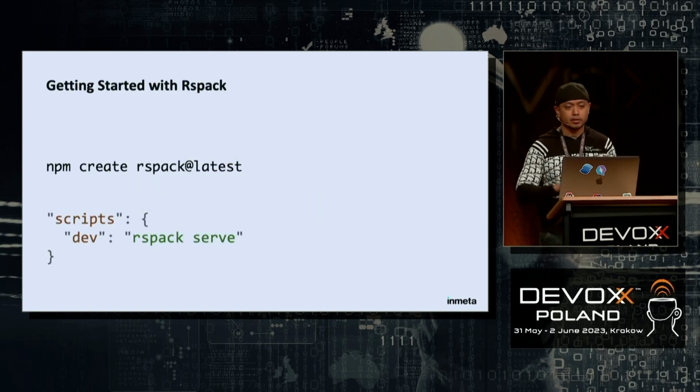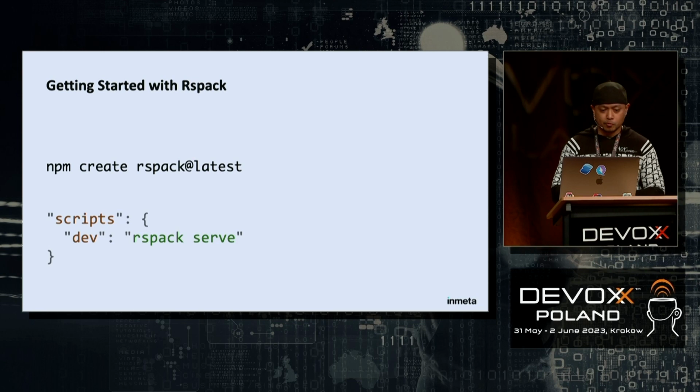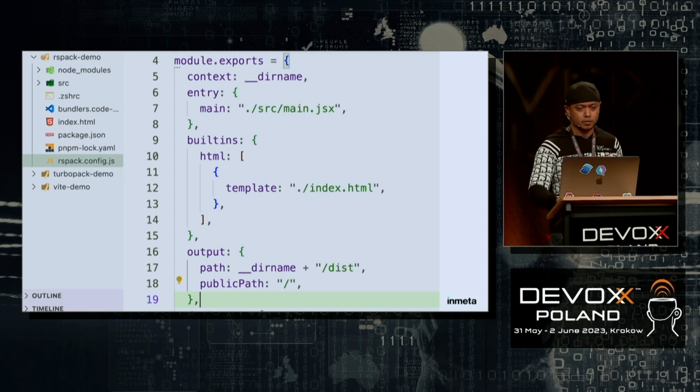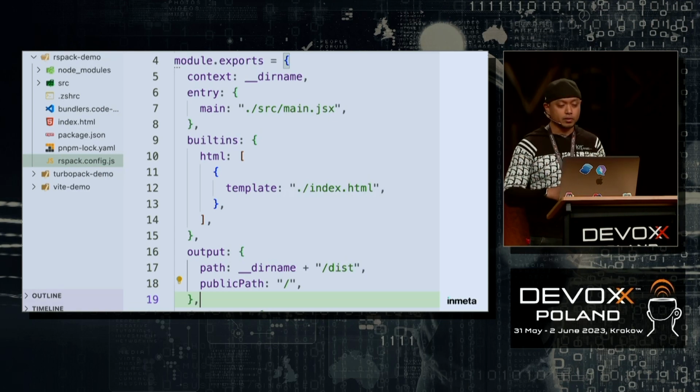Getting started with RSPack: npm create rspack at latest, so you get the latest version. And you will see in the scripts block that dev is using the rspack serve command. And here's the rspack.config. Actually, here it is. And as you can see, there's similarity. Of course, this is compatible with Webpack. What you've written in Webpack, you can bring here. So that's really nice to have, because if you have this configuration and you want to bring it to this bundler, you can do that.